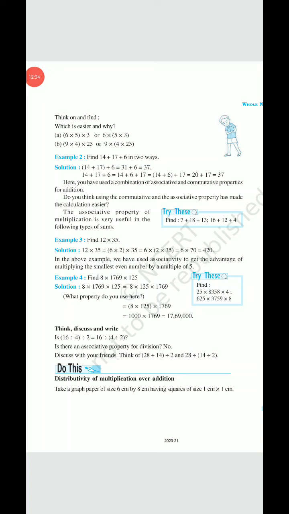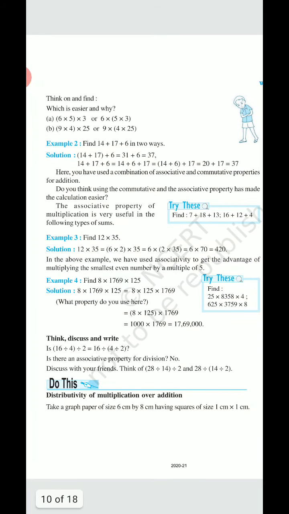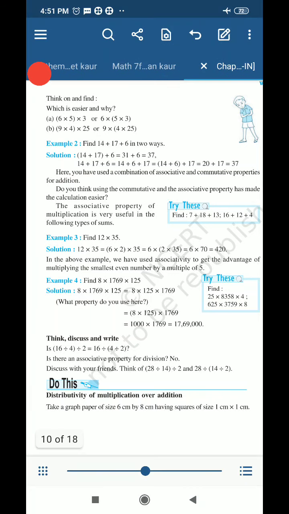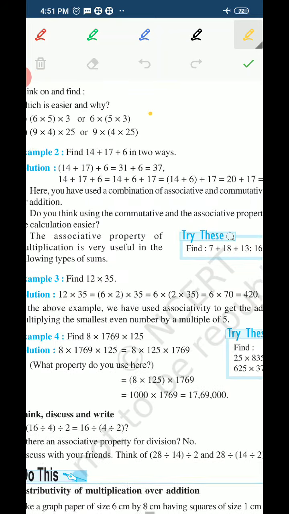Now to see the use of associative property in solving questions, I would like to show you an example. This is an example of your book, example number 2, on page number 10 of chapter number 2. We are taking this example to understand how the properties help us to solve the questions, how does associative property help us to solve the question.